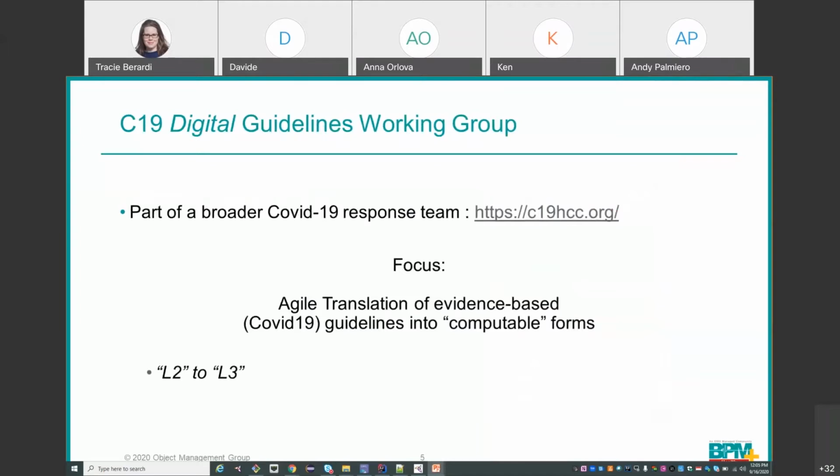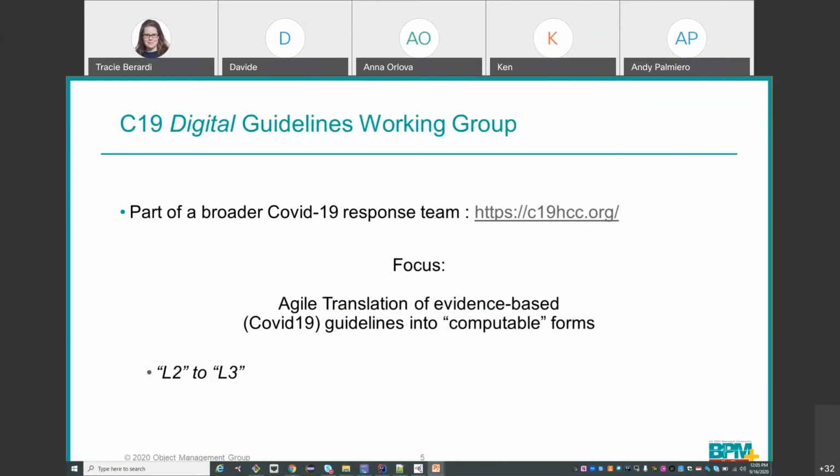This work was also done in collaboration with and supported by the C19 digital guidelines working group, which is part of a broader initiative, a response team around COVID-19, community-based, cross-institution, in the open. It's all worked on pro bono to help us fight through these hard times.